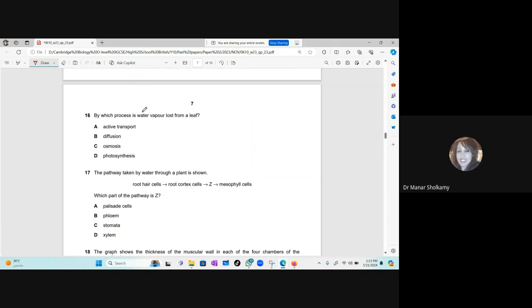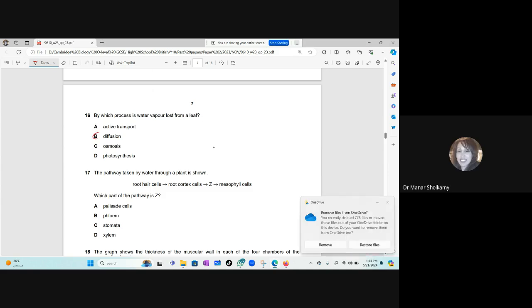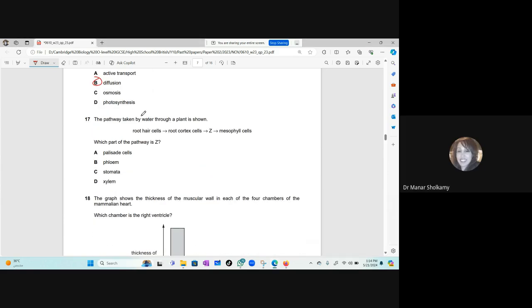By which process is water vapor lost from a leaf? This is also easy. Diffusion. B. Yes, of course, diffusion. Okay. Water will diffuse out. Okay. The pathway taken by water through a plant is shown. Root hair cells, root cortex, and then Z, and then the mesophyll. Which part of the pathway is Z?